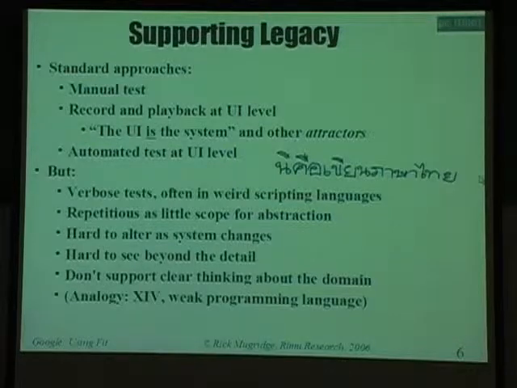So it's possible to manually test, and it's surprising to me how many organizations only manually test and can't test very much. Automated testing, most people test at the user interface level. Tends to be slow, the tests are verbose, they're hard to manage, and so on. So verbosity, repetition, hard to alter. So much detail, it's hard to see what's going on.